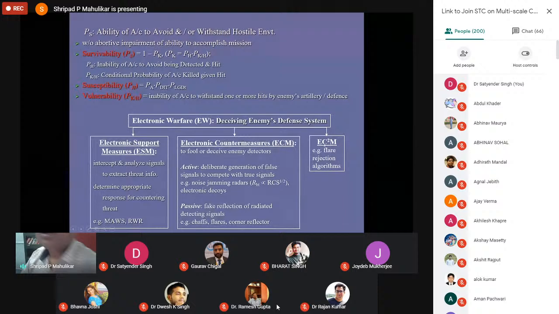And then we have ECCM, that is electronic counter-countermeasures. An example is flare rejection algorithms. If time permits, we'll go to imaging detectors and point detectors. We'll definitely cover these also. Flare rejection algorithms are how to identify whether it is a passive countermeasure or actually the target. So that is ECCM, a different thing. We also have ECCCM, but with ECCCM we again come back to ECM.